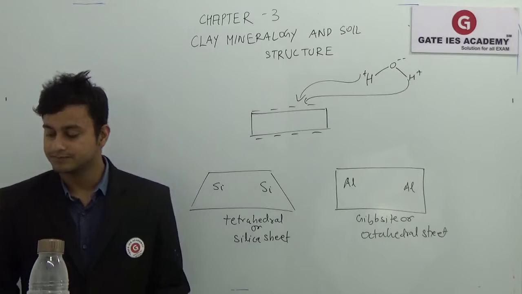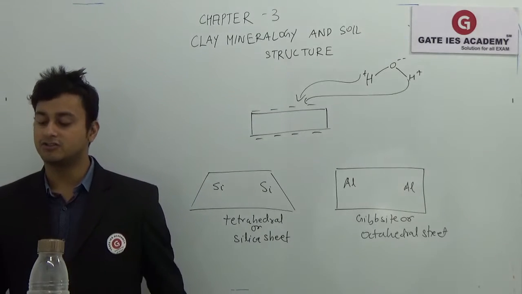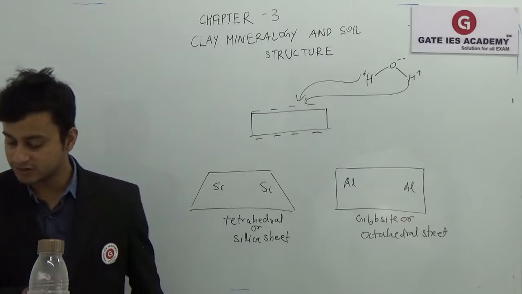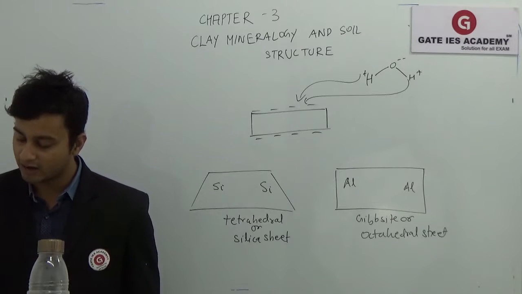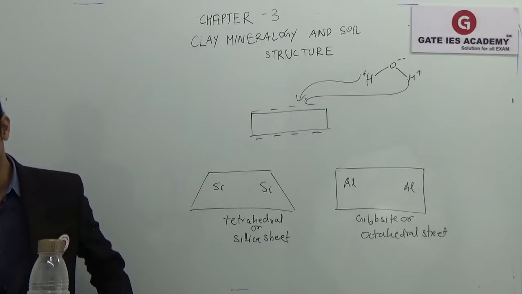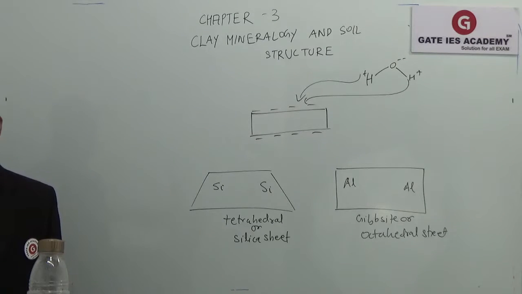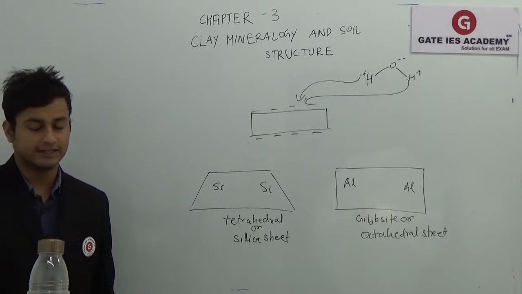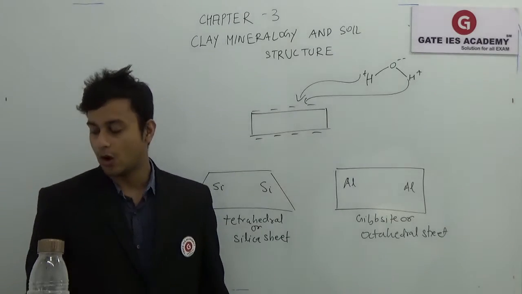So write down: atomic structure of clay minerals. Atomic structure of clay minerals are made of two fundamental crystal sheets. First, tetrahedral sheet, and second, octahedral sheet.